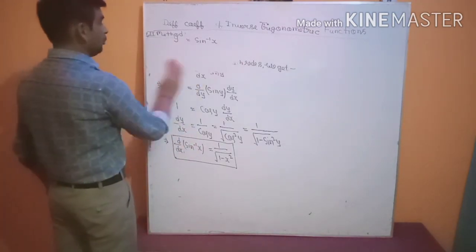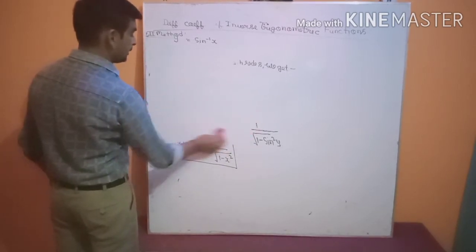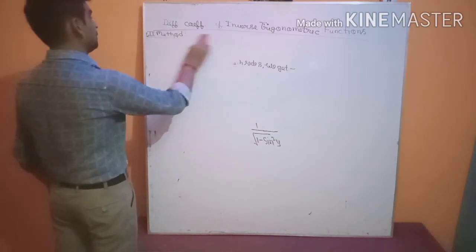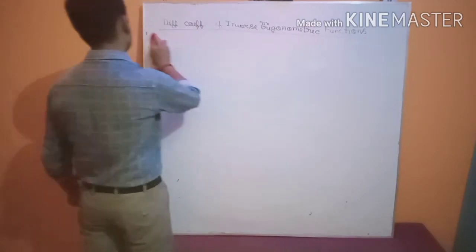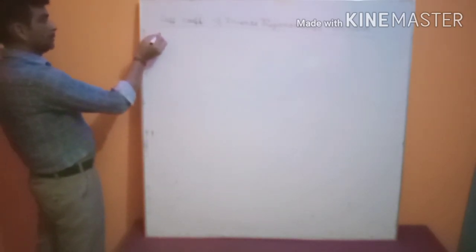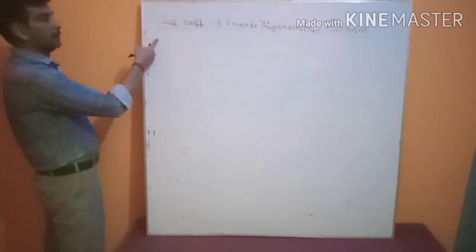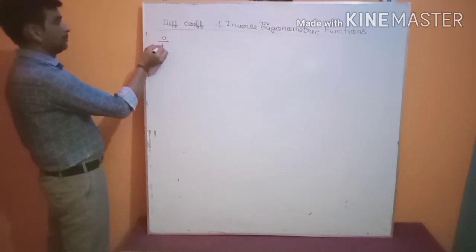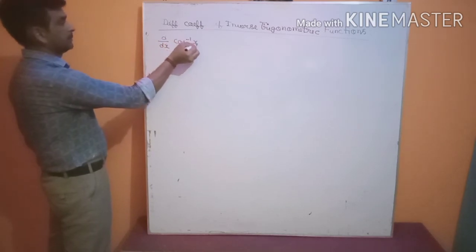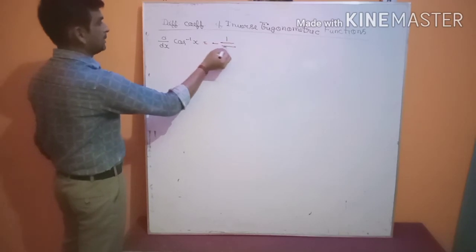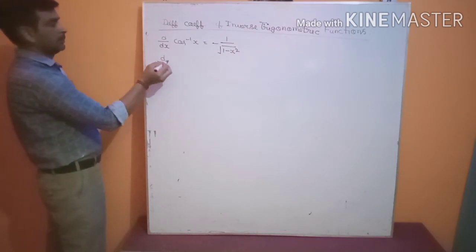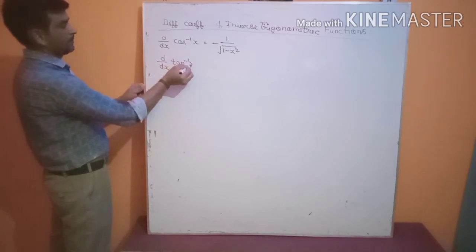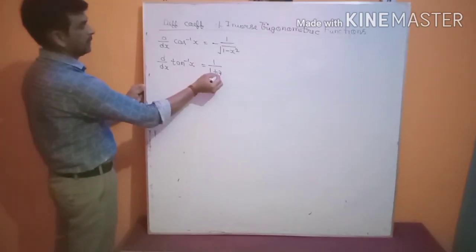Similarly, you can get the differential coefficients of other inverse trigonometric functions. I write them on the board. You see this and learn them. d/dx of cos inverse x is equal to minus 1 by under root 1 minus x square. d/dx of tan inverse x is equal to 1 by 1 plus x square.